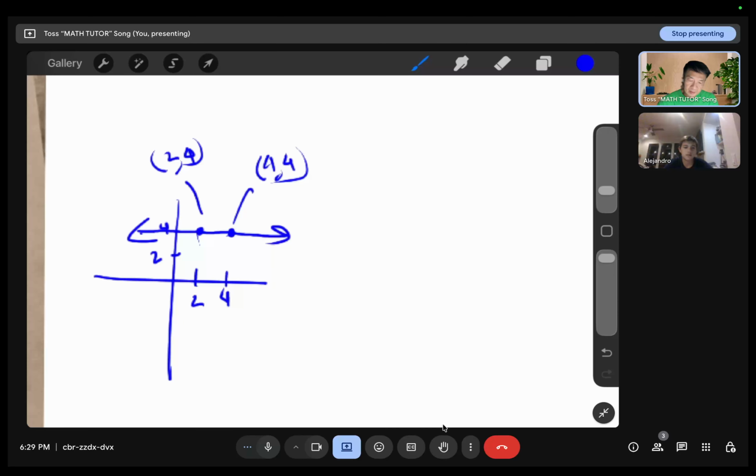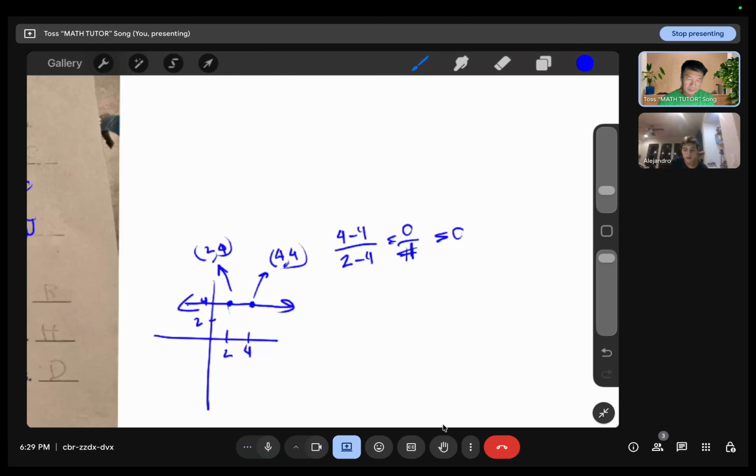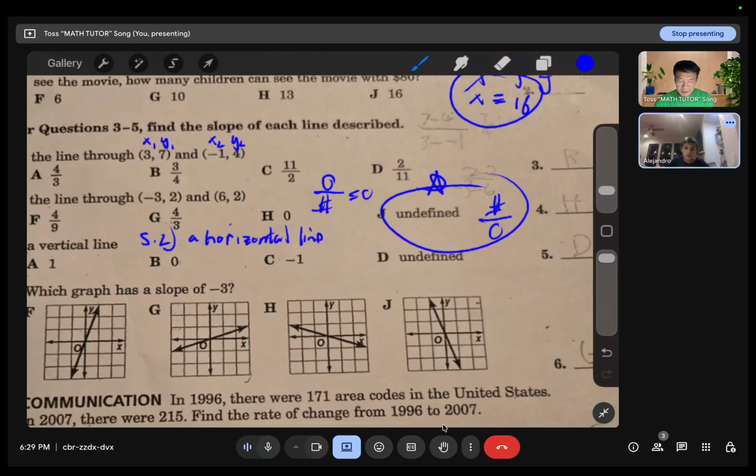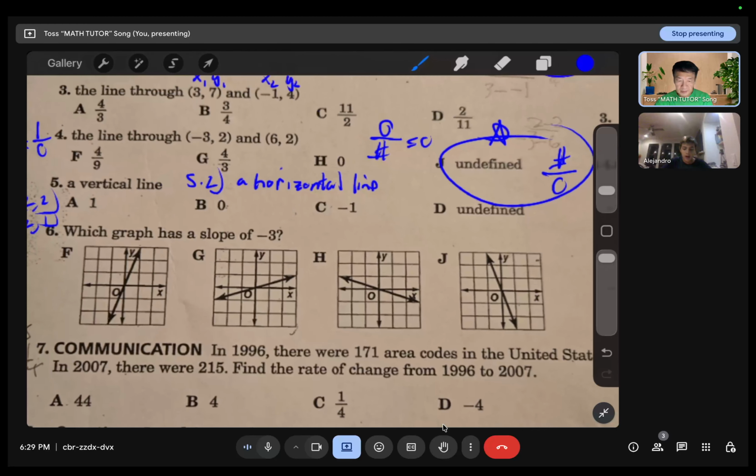If you subtract them, help me subtract them. Use the slope formula for me. So it would be 2 minus 4 in the denominator, and then the numerator, 4 minus 4. That's why you get your 0 on top, and this is fine. That's why it's going to be 0. I made that up just in case, because on the test you may get one. All right, 6.